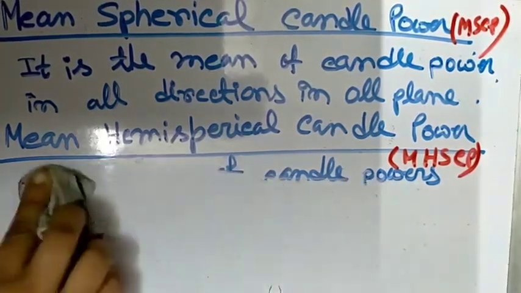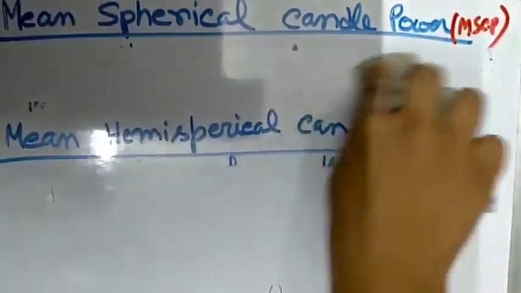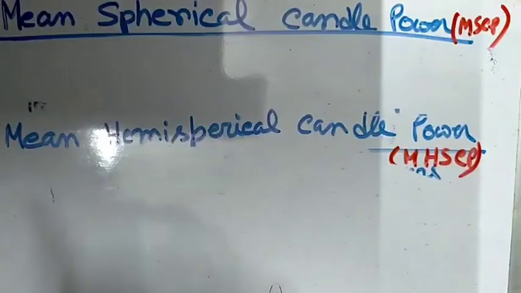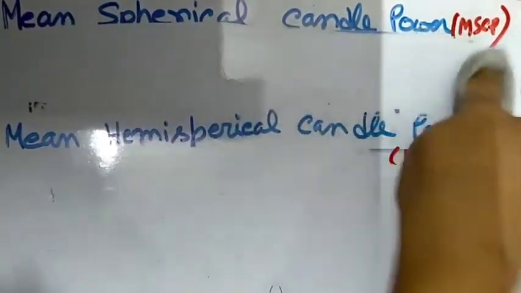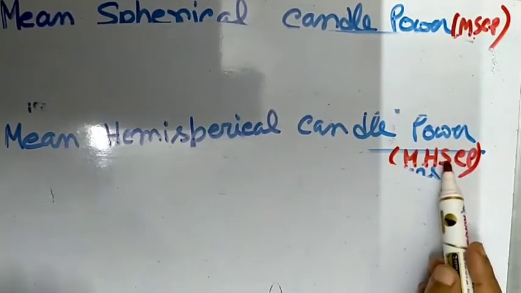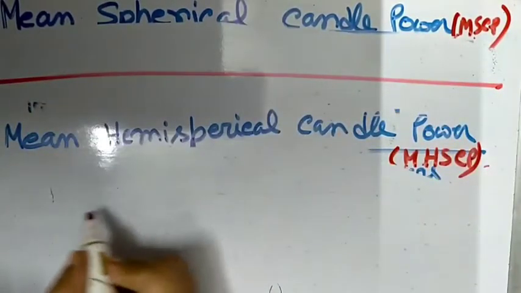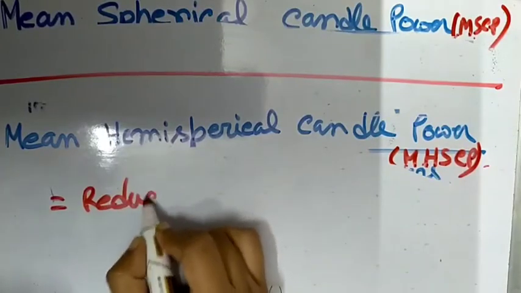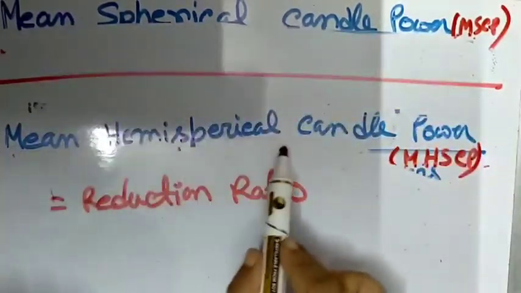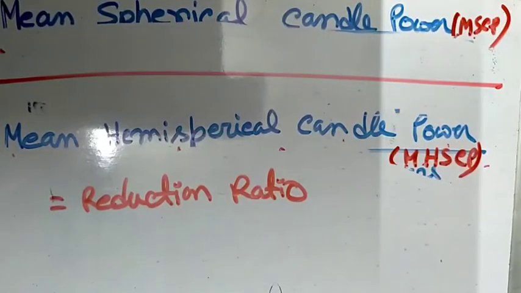Now, what is reduction ratio? The reduction ratio of a source of light is the ratio between MSCP and MHSCP, that is, mean spherical candle power by mean hemispherical candle power. This is the reduction ratio.